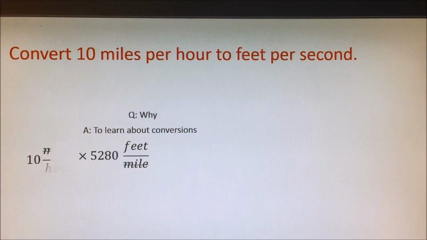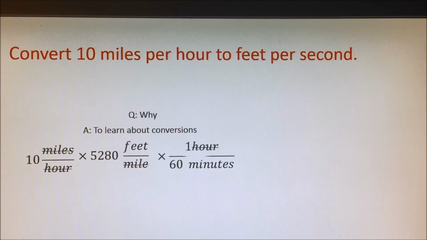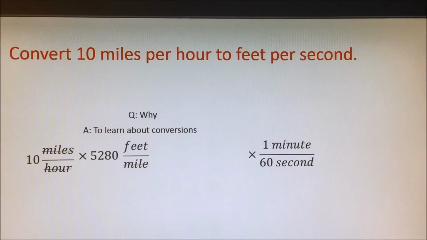We put it on the same line, right? Now we've got per minute, but we want per second. So we're going to put 1 minute over 60 seconds, and that will give us per second. Since we already have feet, we'll have feet per second.